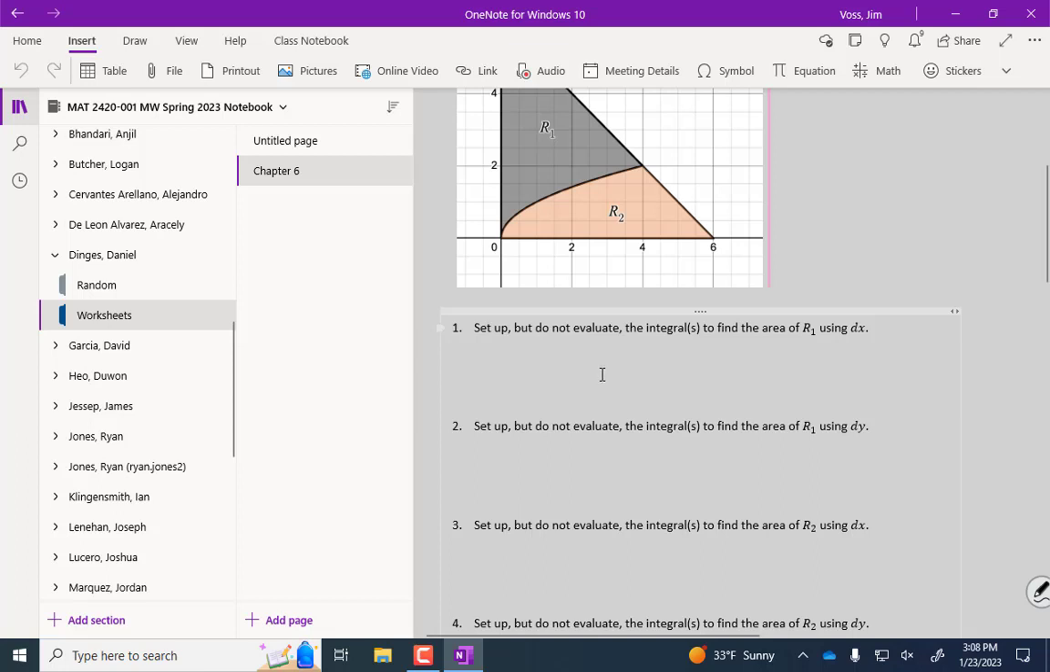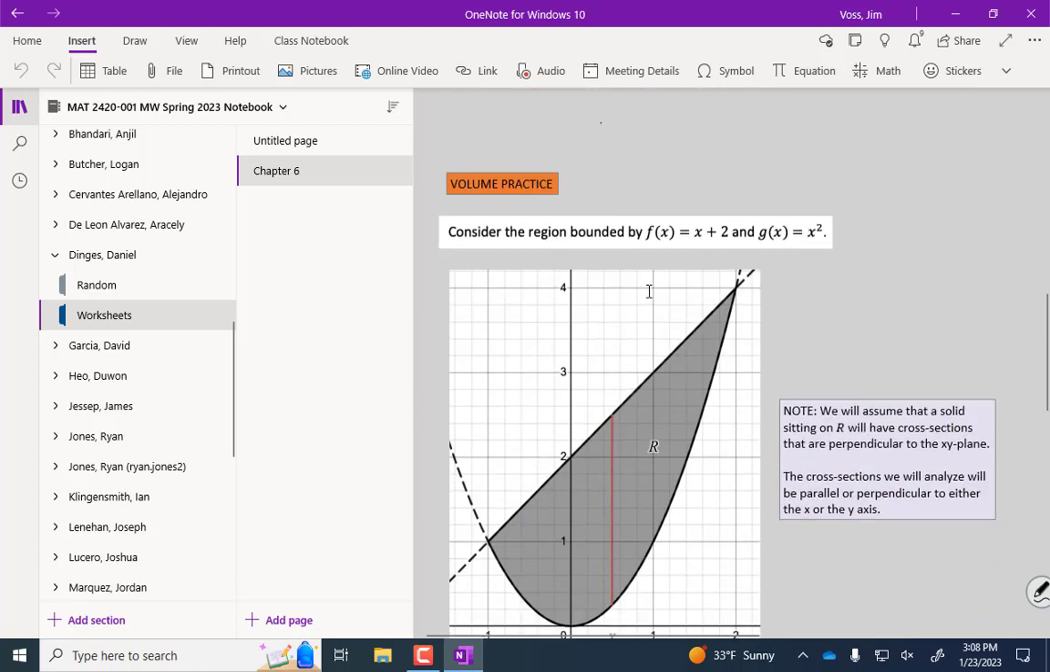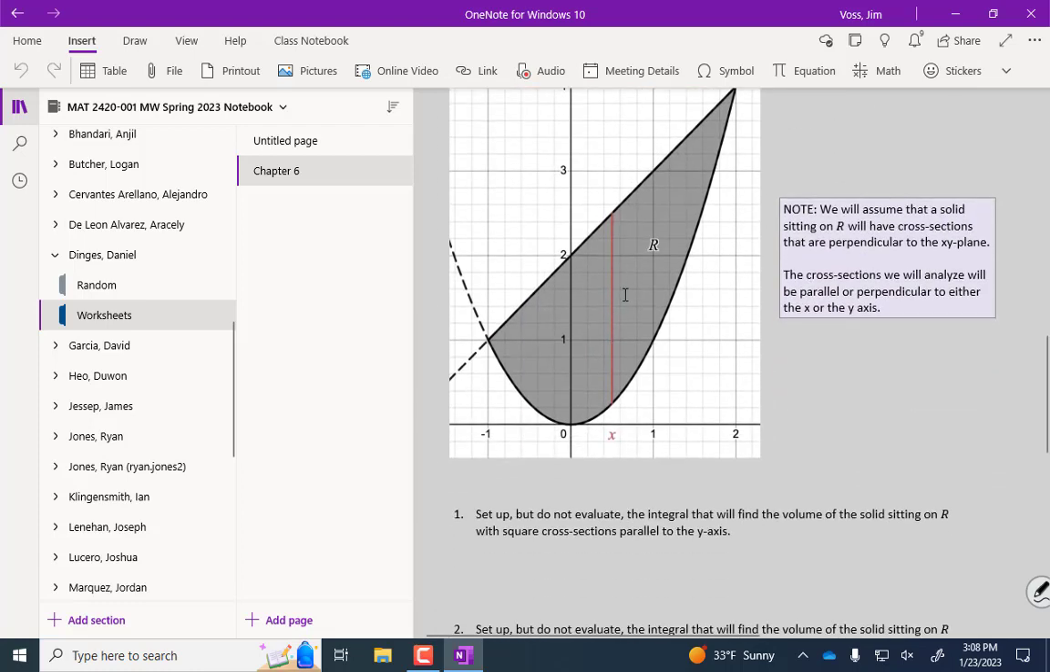It is graded for correctness, but I will be super lenient on that. If you're close, we can, but you can ask questions on these in class. We're going to do examples that are very similar. Okay to everyone, but all of them are show or set up, but don't integrate. So it's not focused so much on the skill, more focused on the concept. So how to find area and how to find volume.